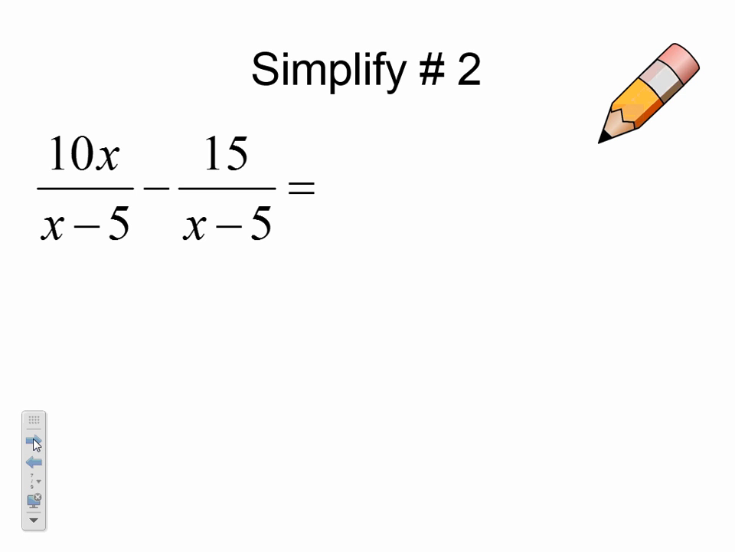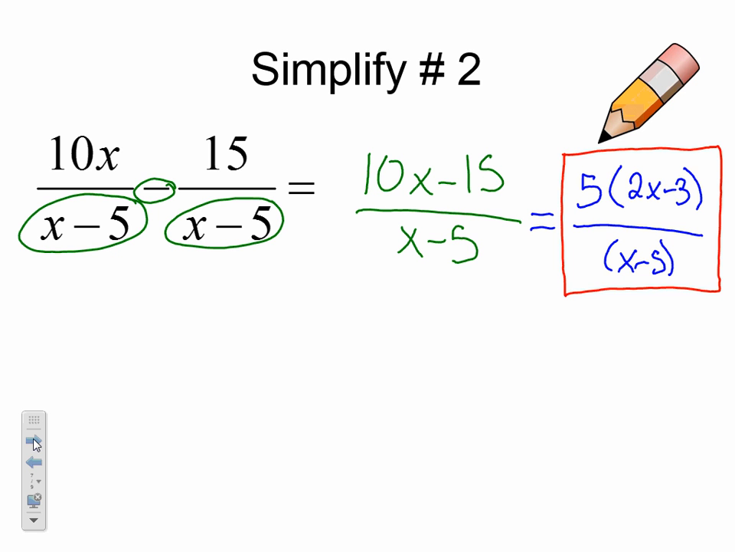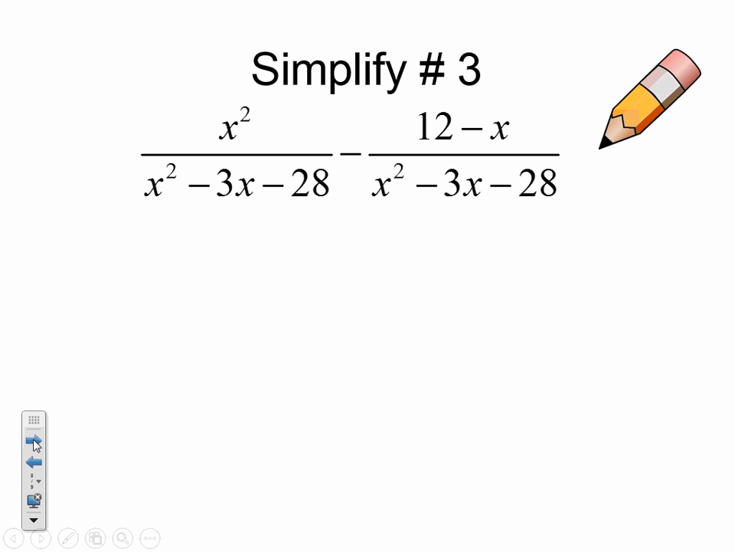When we do this one, first thing we have to do is subtract our numerators, because our denominators are the same. So I'm going to have 10x minus 15 all over x minus 5. Well, the top I can factor, so I'm going to do that. I can take out 5, and I'm left with 2x minus 3 all over x minus 5. I still can't simplify, but this right here, ladies and gentlemen, is going to be our answer. We'll leave it just like that. Alright, already on to example number 3.